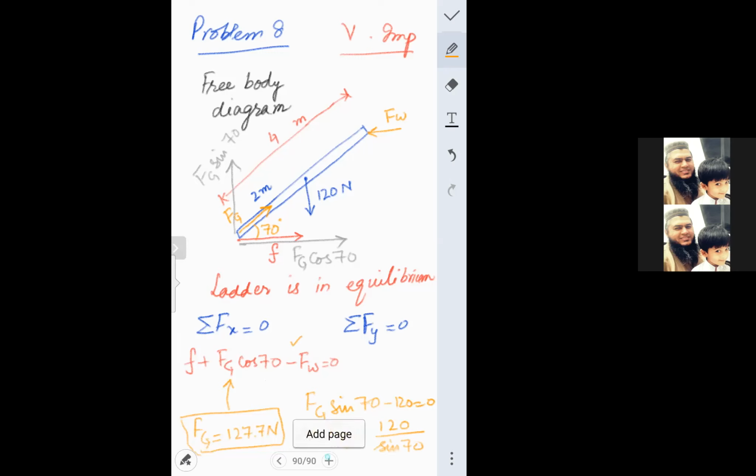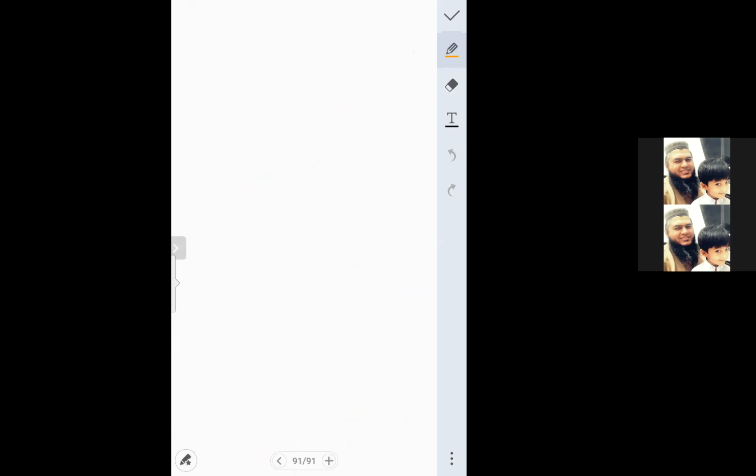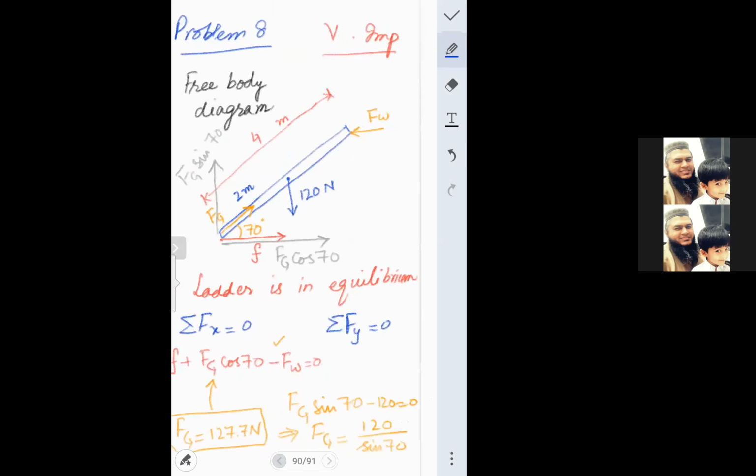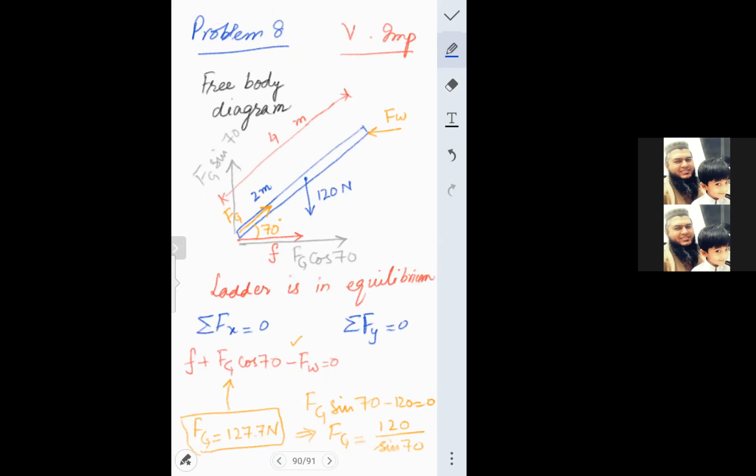Fw is still unknown, so we can use the other condition for equilibrium, which is sum of all the torques is equal to 0. And as we studied in the chapter, it is very convenient to take torque at a point where maximum of unknown forces are passing.